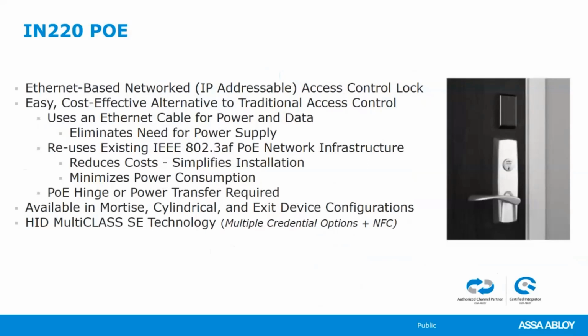Our IN 220, which is our power over Ethernet. We talked about our power over Ethernet version of the Access 800. Again, this gives you power over Ethernet communication, hardwired, full-time online access control with that multi-class technology. A nicer, more sleek look than our Access 800 footprint. Available in cylindrical, mortise, and exit device configurations. You do have to core through the door. You do have to provide a PoE hinge or power transfer required. Does require authorized channel partner and certified integrator participation.